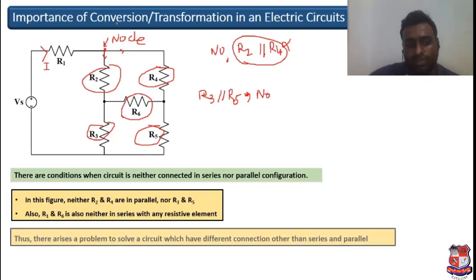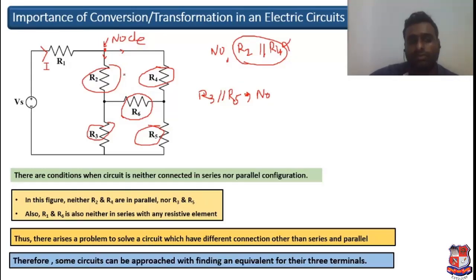So what should be done in such a case? There is a problem which will arise. How will we solve such circuits? In such cases, some circuits can be approached where the equivalent of three terminals should be used.